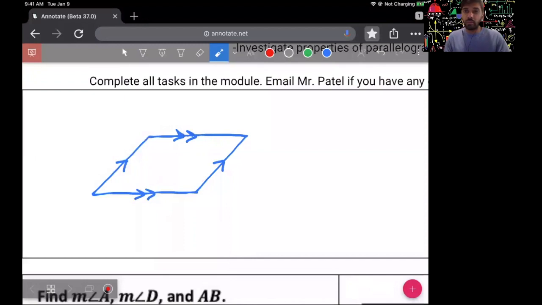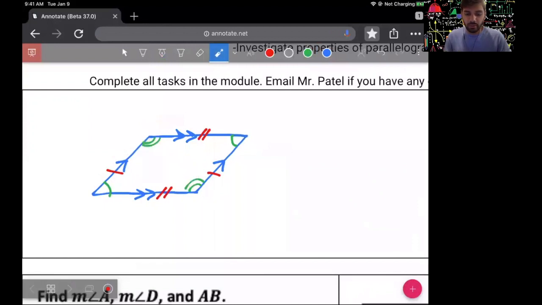Another interesting thing about a parallelogram is that the opposite sides are also the same length. So we mark that with straight lines like that. These two opposite sides are the same length, and then these two opposite sides are the same length. We can also talk about the angles. The angles on opposite sides of the parallelogram, opposite corners, are going to be congruent to each other, and same thing over here. These two are congruent to each other, so that's another characteristic.